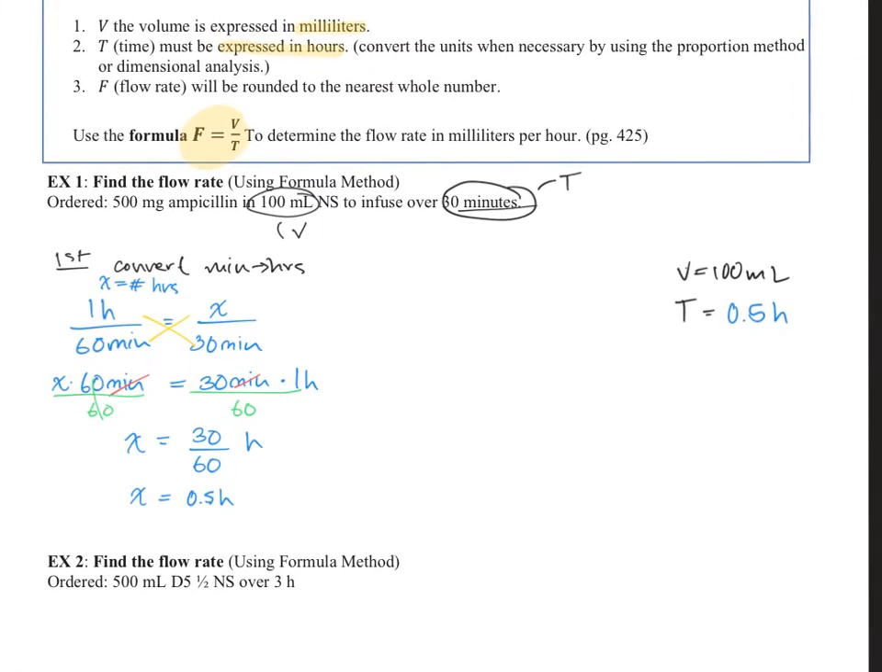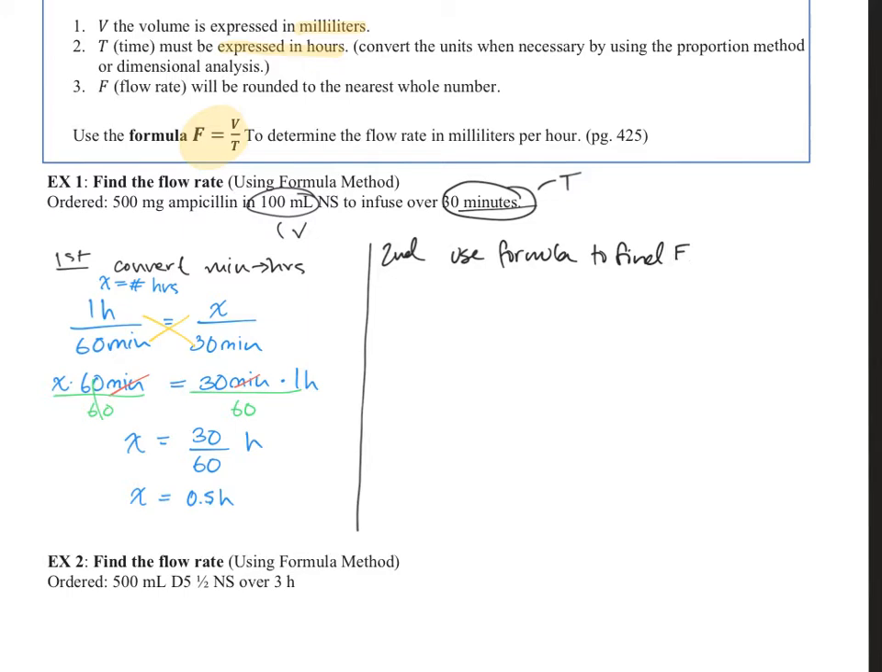Now we can go ahead and use the formula to solve. Let me go ahead and partition my workspace here. Second, use formula to find F. And here is our given information. Actually, let me rewrite that just because I squished it in a little too much there. Don't want my work to be that messy. Want to make sure you can read it. So we know V, volume, was 100 milliliters. T was 30 minutes, but we needed to get it in the right units, 0.5 hours.